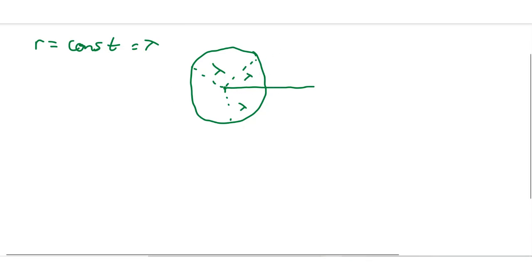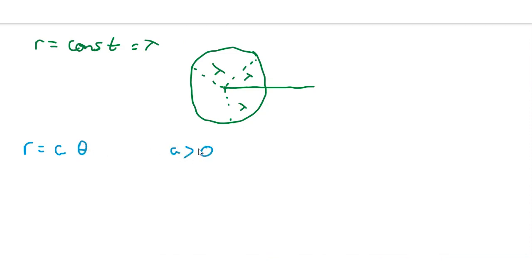So one more example. If we look at an equation of the form r is equal to a times theta, we'll take where a is greater than 0. You can equally do this for negative a. I just want to specify this case for now. So we need to think, what does this mean?